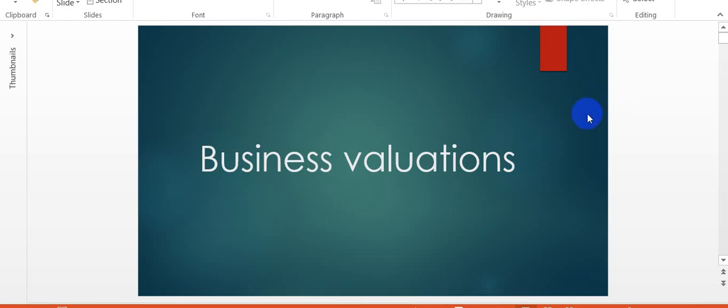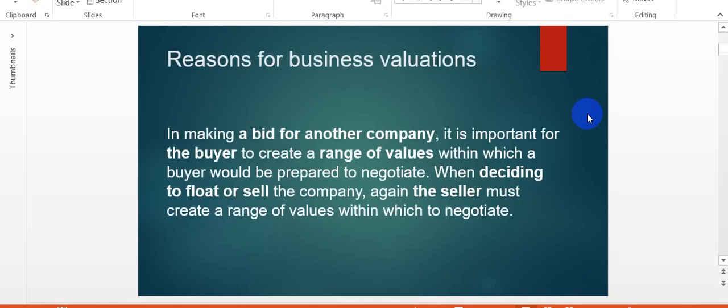Business valuation is all about valuing a company. Why do you need to know how to value a company? If you're making a bid for another company, it is important that you, the buyer, are able to create a range of values within which you are prepared to negotiate the price to pay.